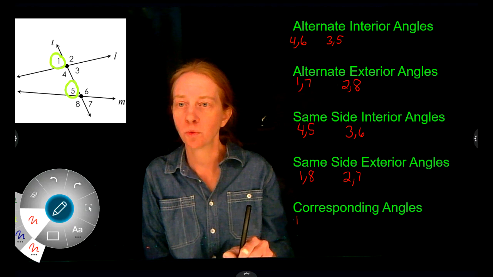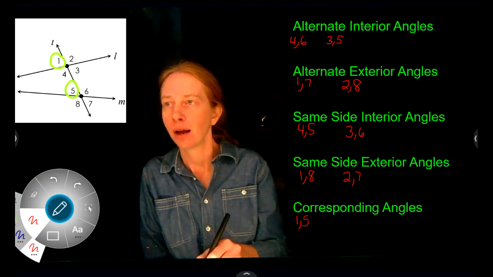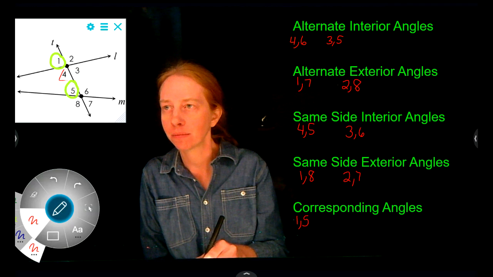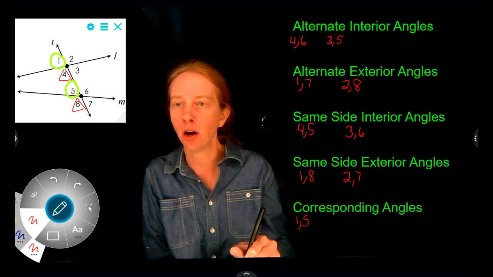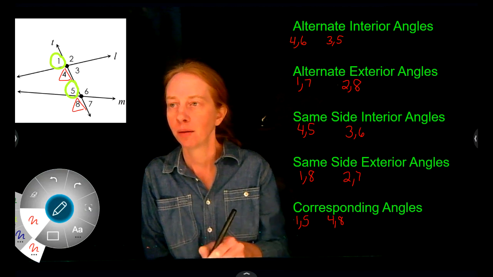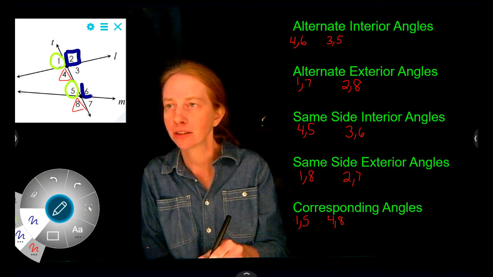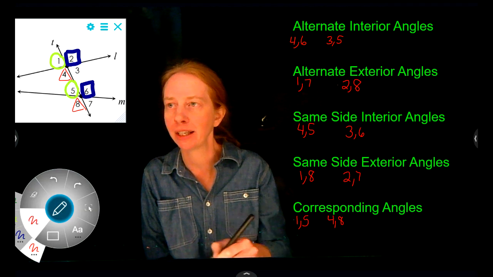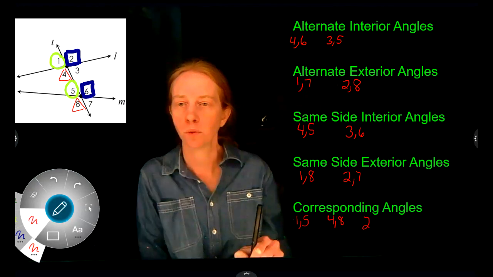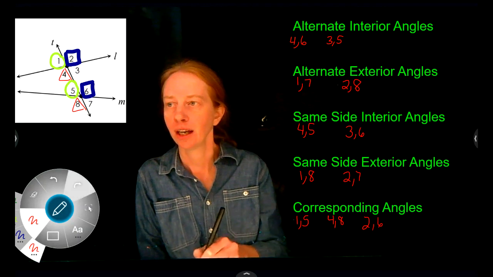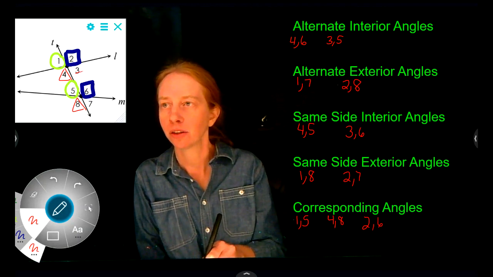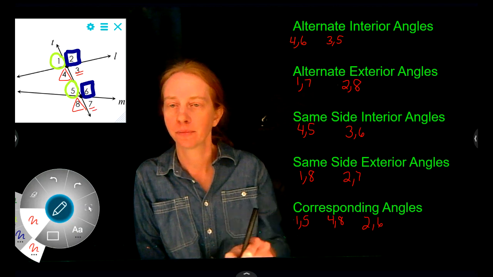So we have angles 1 and 5. I'm going to put a triangle around these to make them separate a little bit. So this is angle 4 and 8. Those are both in the lower left. Those are corresponding angle buddies. I'm going to put a blue square on this one, angle 2 and angle 6. Those are also corresponding angle buddies. They're in the top right corner. And then the last one, I'm just going to underline 3 and 7.